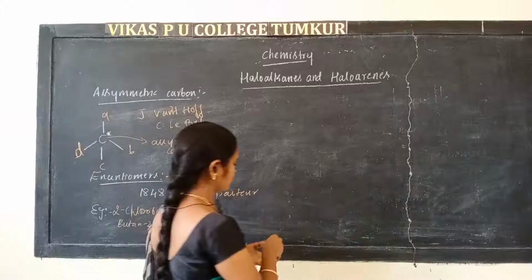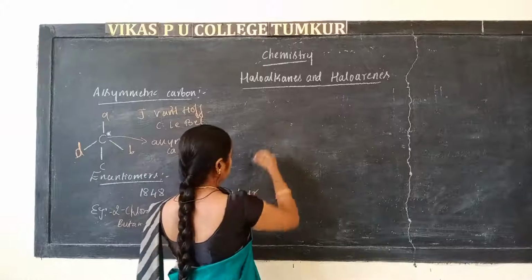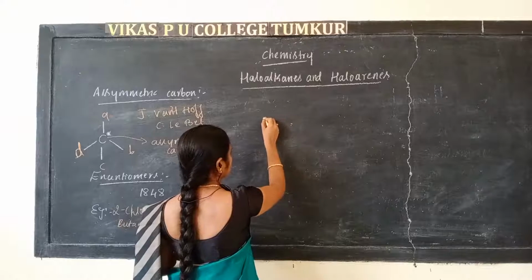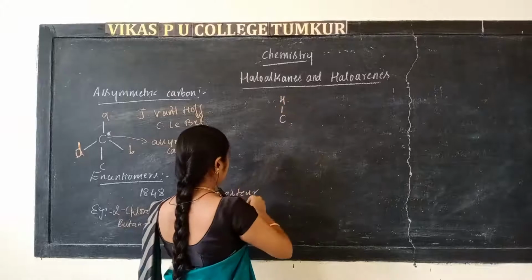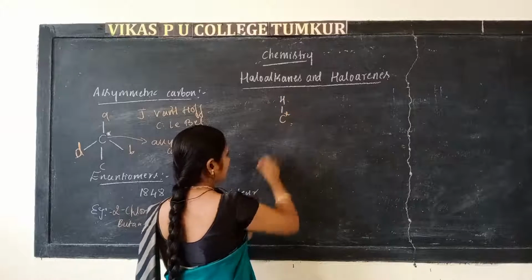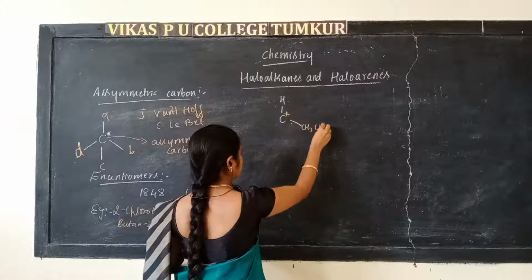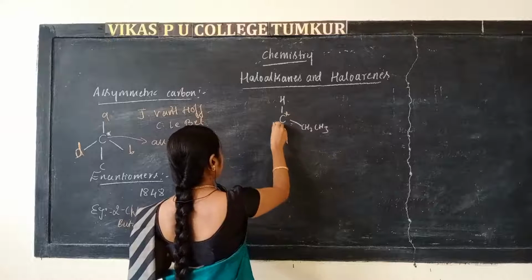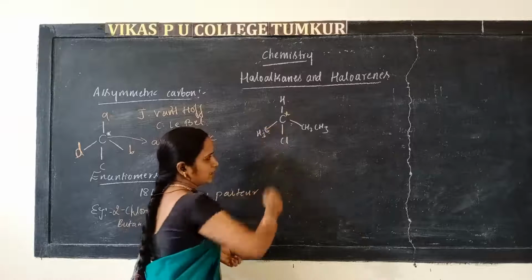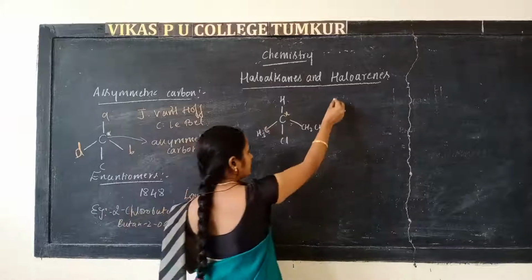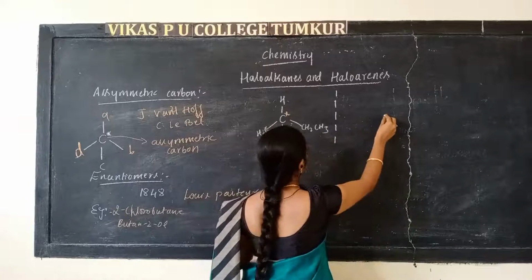How is it an example? We take a carbon at the center. This is the asymmetric carbon, which is called a chiral carbon. Then CH2CH3, Cl, CH3, and H. That is 2-chlorobutane.